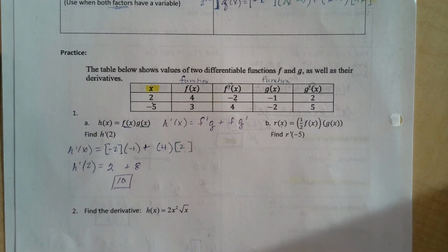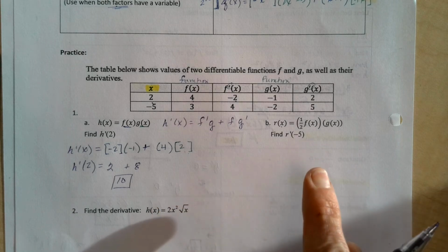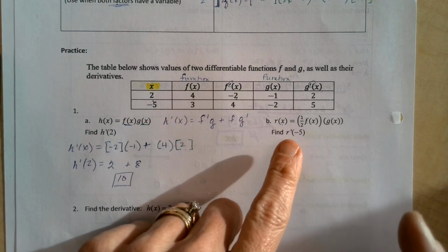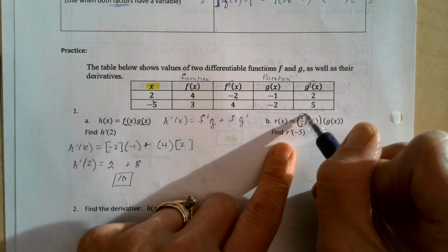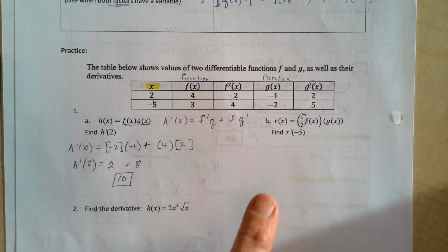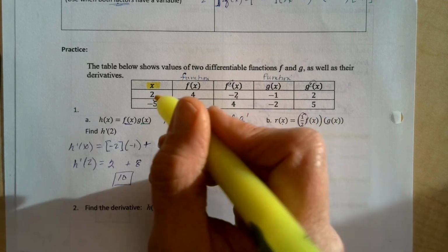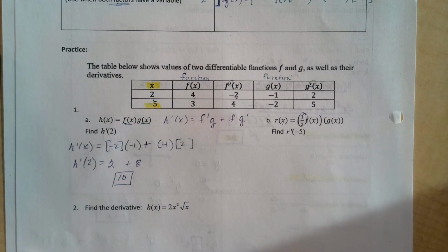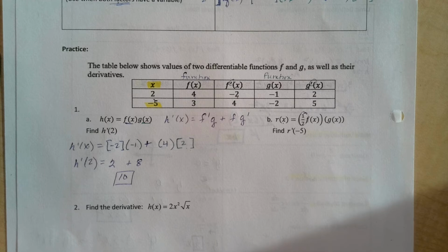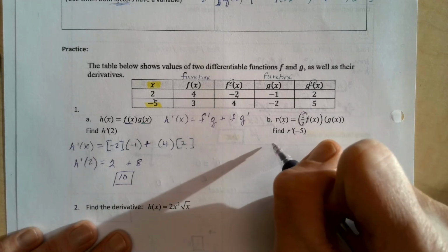All right, let's go and look at this one for r. For this one, we've got to be careful with this 1/2, and we want to think about where that's going to impact us. We're talking about an input value of negative 5. So we have our g and our f function. Let's go ahead and write down what we're talking about.